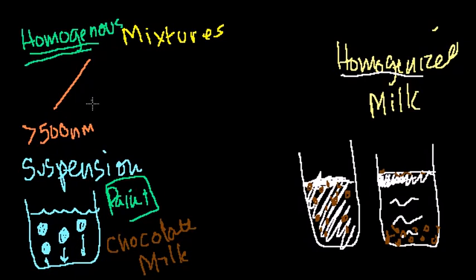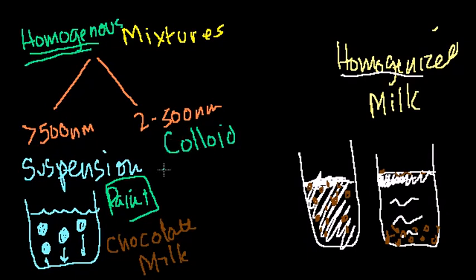Now, if we get to a range that's a little bit smaller than that, 2 to 500 nanometers, we're dealing with a colloid. Colloid. I remember learning that word in 7th grade, I think, in science class, and a friend and I thought it was a more appropriate word for some type of gastrointestinal problem. But it's not a gastrointestinal problem. It's a type of homogeneous mixture, where the particles are small enough that they stay suspended.